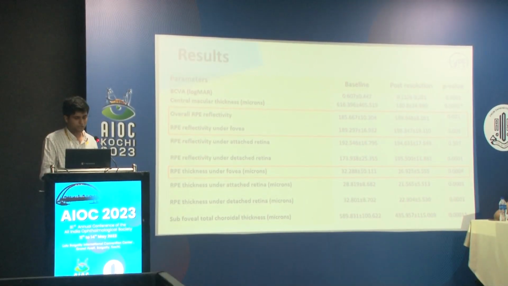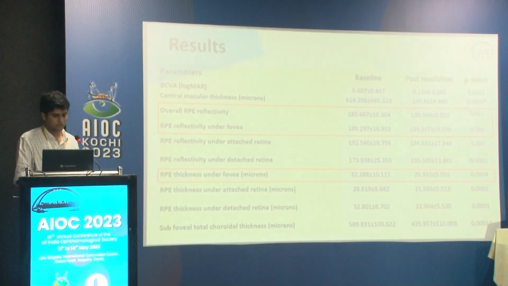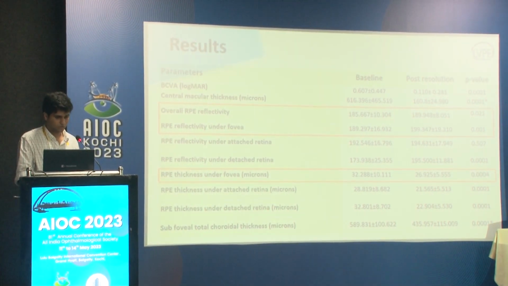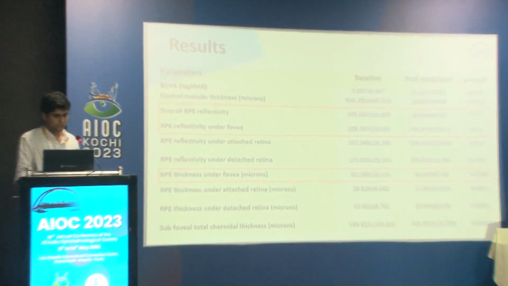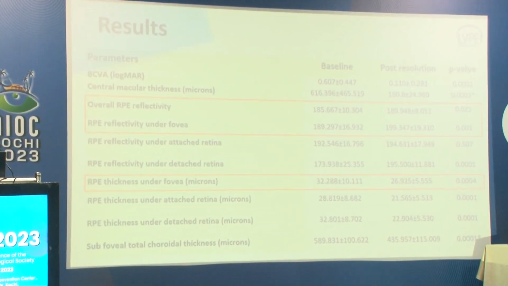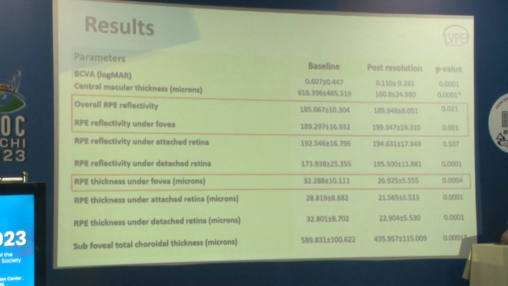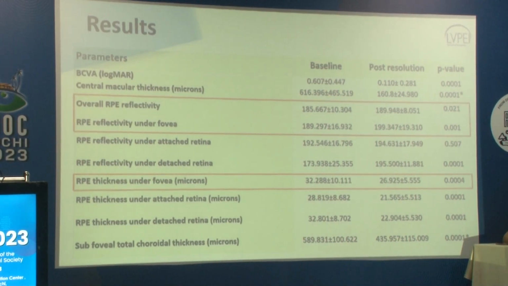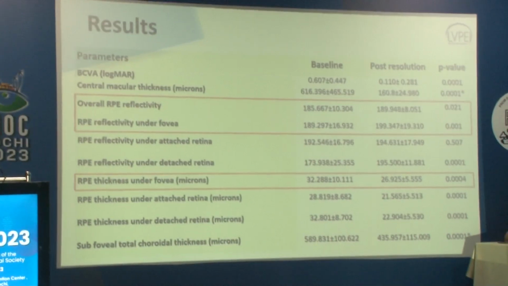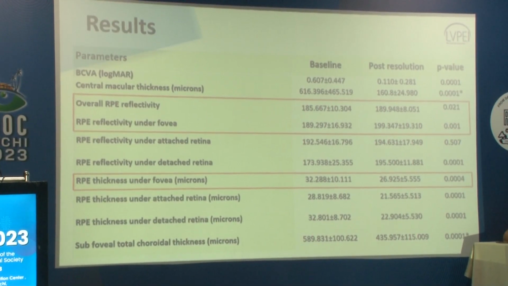In our results, we noticed that there was a significant improvement in the best-corrected visual acuity following resolution, and as seen in other studies, there was a significant decrease in the central macular thickness as well as the subfoveal choroidal thickness. What was new in our study was that there was an overall increase in the RPE reflectivity following resolution, more clearly seen in the area under the fovea as well as the area under the detached retina. Also, we noticed that the RPE thickness decreased following resolution in all areas, that is under the fovea, under attached as well as detached retina.